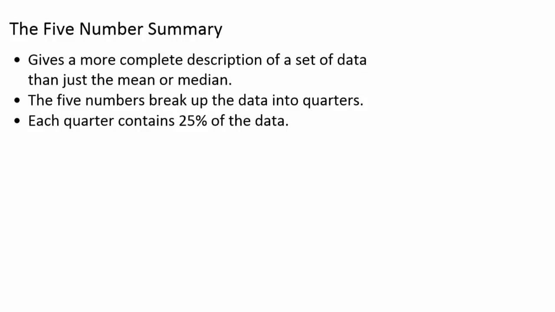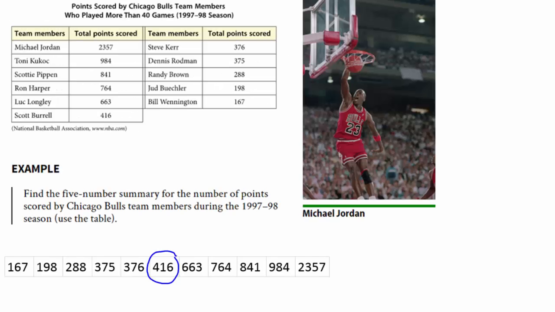Statisticians use what is called the 5-number summary to get a more complete snapshot of a set of data. These 5 numbers break up the data into quarters, each quarter containing 25% of the data. The 5-number summary will help us understand how the Bulls scored as a team during one of their championship seasons without having Michael Jordan's stellar numbers overwhelm the other data. Let's calculate their 5-number summary.